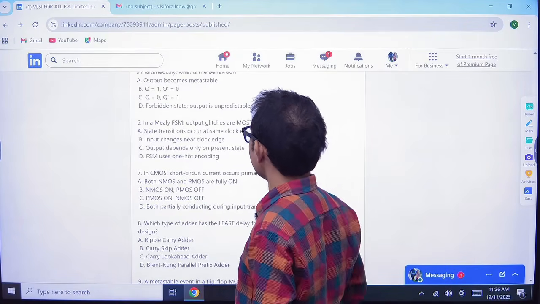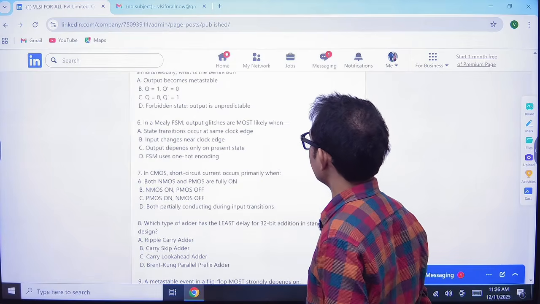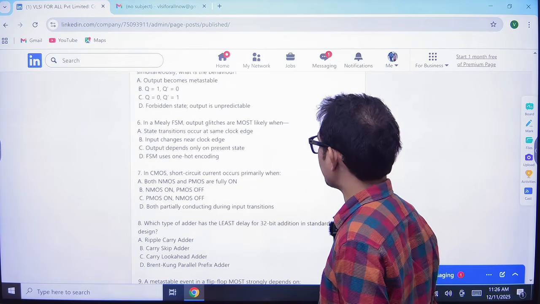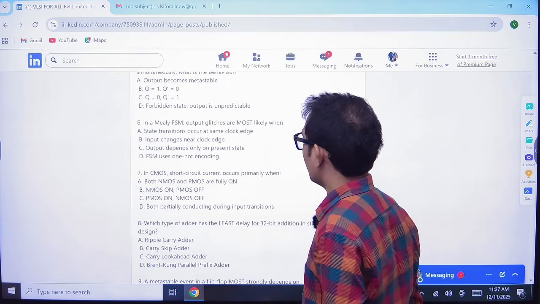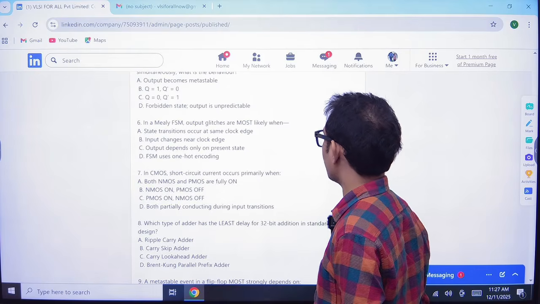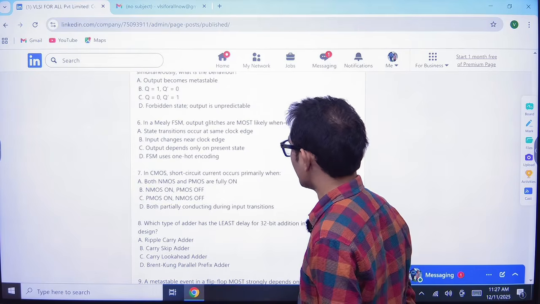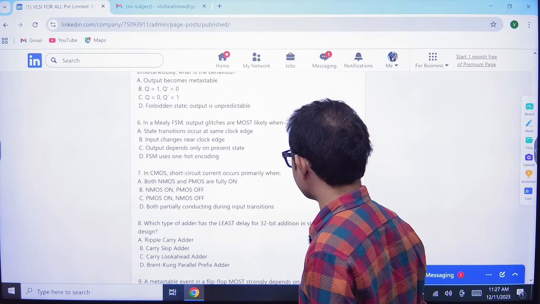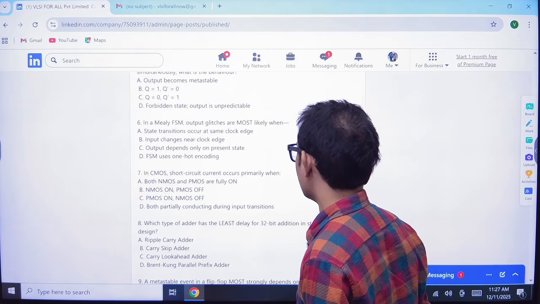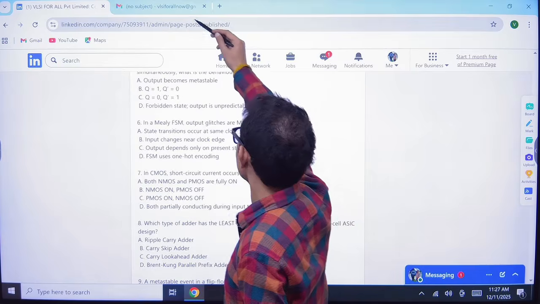And the next question: in a Mealy FSM, output glitches mostly occur when the transitions occur at the same clock edge, inputs change near the clock edge, output depends only on the present state, or the FSM uses one-hot encoding.